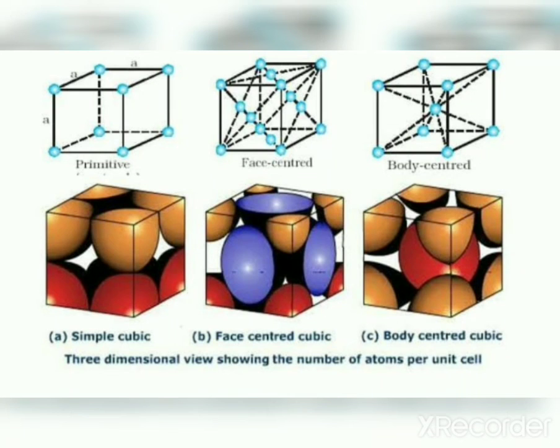Thus the total number of atoms in a simple cubic unit cell will be equal to 8 into 1 by 8, which is equal to 1. In a face-centered cubic unit cell, it will be equal to 8 into 1 by 8 plus 6 into 1 by 2. That gives you 1 plus 3, which is equal to 4. And in a body-centered cubic unit cell, the total number of atoms will be 8 into 1 by 8 plus 1. That gives you 1 plus 1, which is equal to 2.